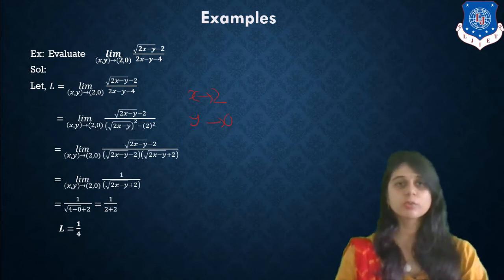To set this formation, we are using the whole square formula. We are converting 2x minus 4 into a whole square term and we get these two formations. So, applying the limit, we get the value 1 by 4.